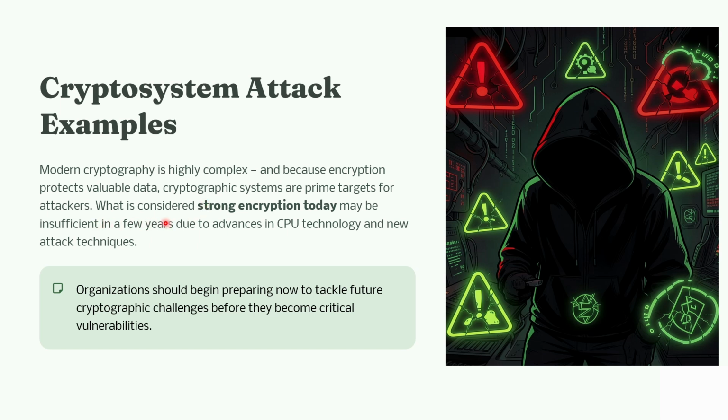Okay, so wherever there is a safe mechanism going on, attacks are taking place to get highly confidential information. So cryptographic systems are the prime targets for attackers these days. What we need today is strong encryption. To build strong encryption, we need to learn a lot of things. Organizations are also preparing to face future challenges before they expose their critical vulnerabilities.